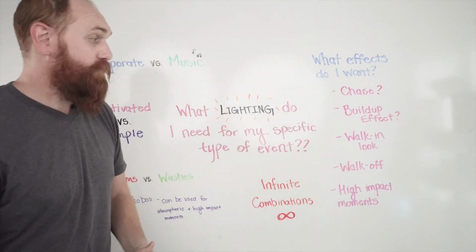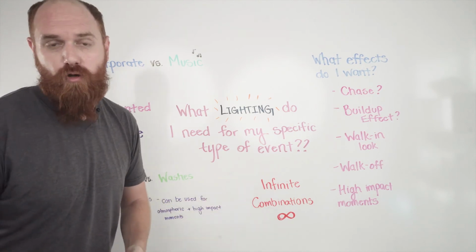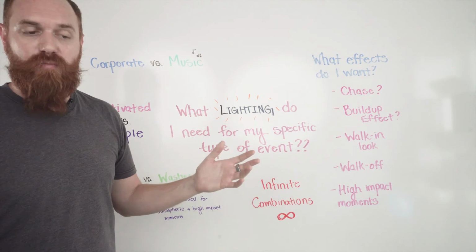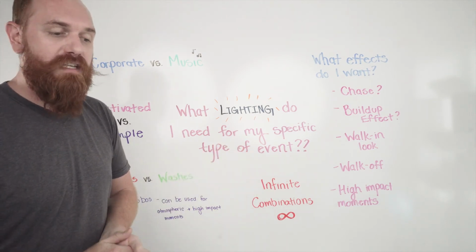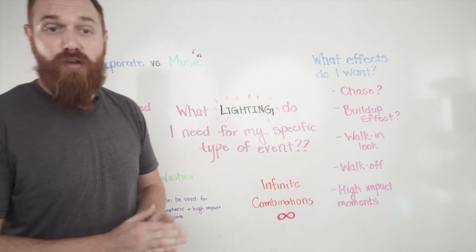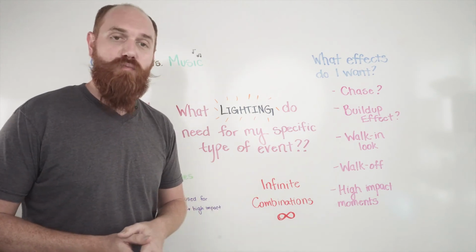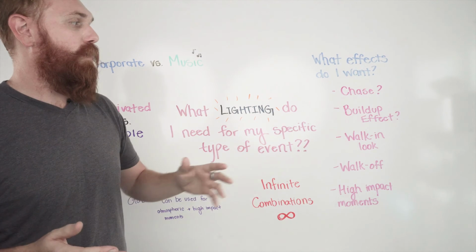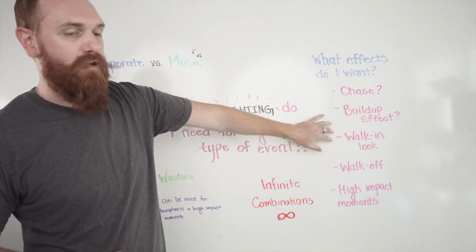Most corporate shows are definitely going to need a stage wash. So at the very least, you need 2 to 4 washes so that you can light up the stage. If you don't need a lot of other looks, they can be static lights. They don't actually have to be moving heads, but the moving head lights will allow you to do a lot more, like a build-up effect and a walk-in look.